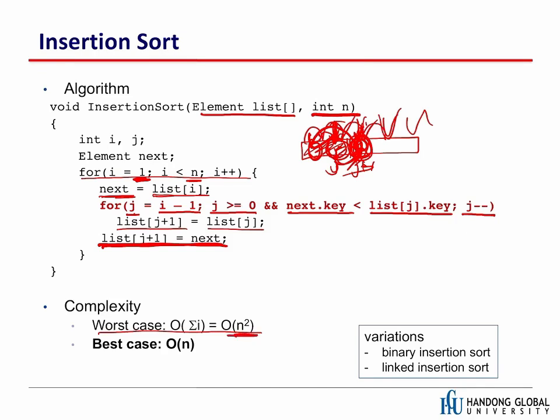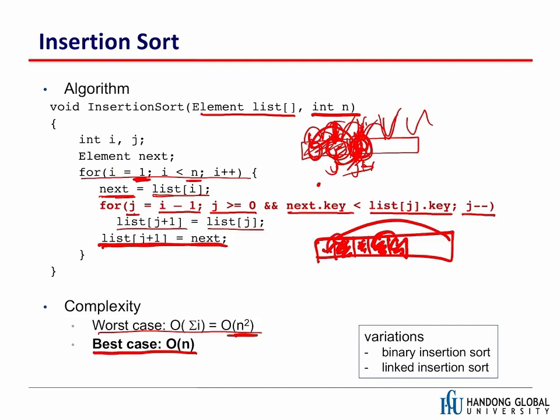But in the best case, this original list is already sorted. Then what happens? When we check this one, this one is larger than this one, so we don't swap, we don't shift. When we check this one is larger than this one, we don't touch. So just one comparison for one element is enough. So in big O notation, n is enough for the best case.